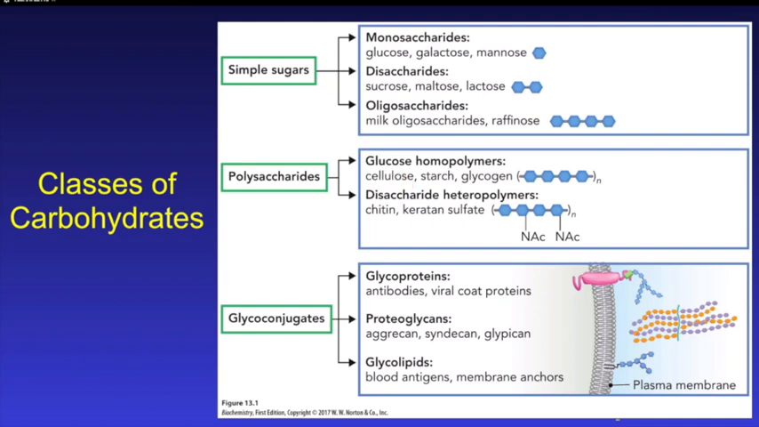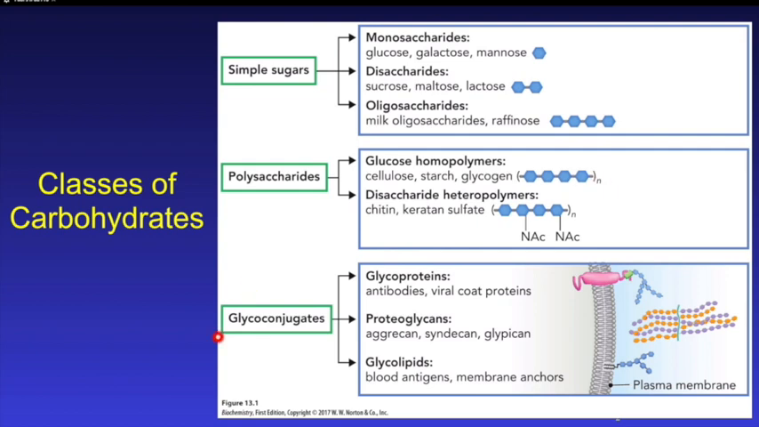Then you can have heteropolymers, in which the polymer is a collection of maybe disaccharides that are repeated, in very long chains. Oligosaccharides are relatively short polymers, while polysaccharides are relatively long.